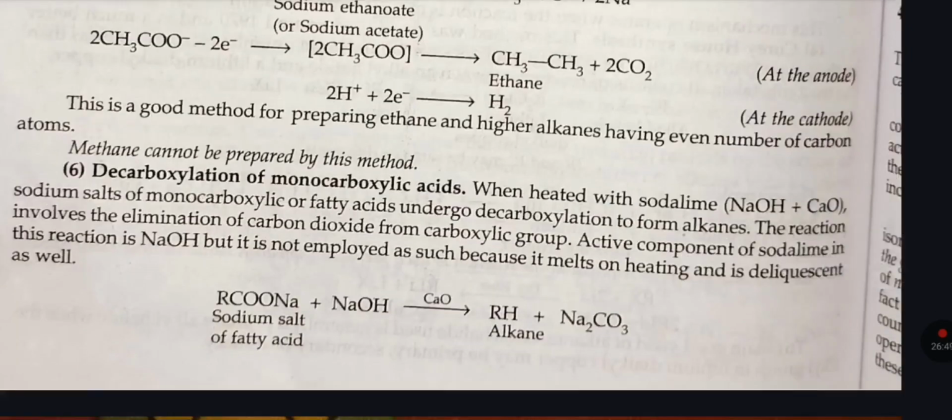2CH3COO⁻ minus 2 electrons will give 2CH3COO•, which will give ethane plus 2CO2 at the anode, and at the cathode 2H⁺ plus 2 electrons will give H2. This is a good method for preparing ethane and higher alkanes having an even number of carbon atoms. Methane cannot be prepared by this method.